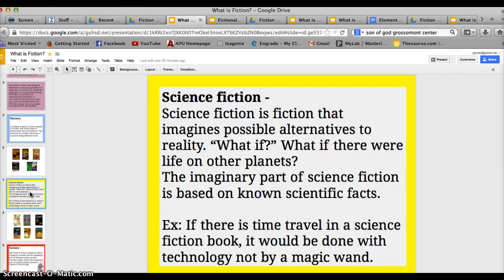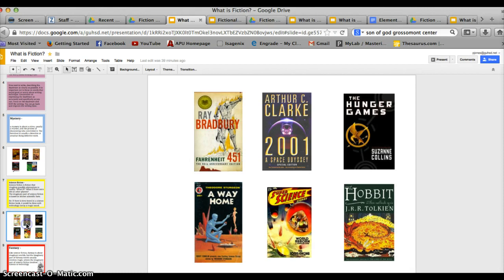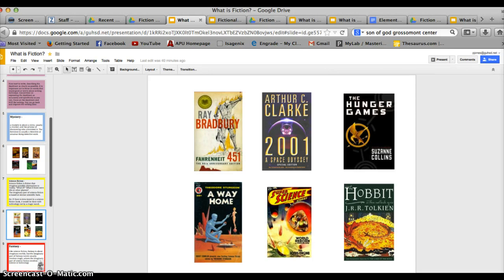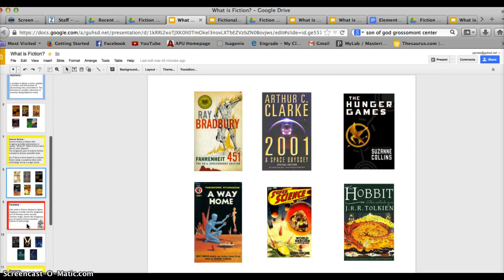The next one is science fiction. Science fiction we will be focusing on when we will be reading our upcoming book, The Last Book of the Universe. Science fiction is more about those possible alternatives to reality, again, not necessarily based on facts. Here is a selection of those science fiction books that would be popular, most popular being probably The Hunger Games or The Hobbit.